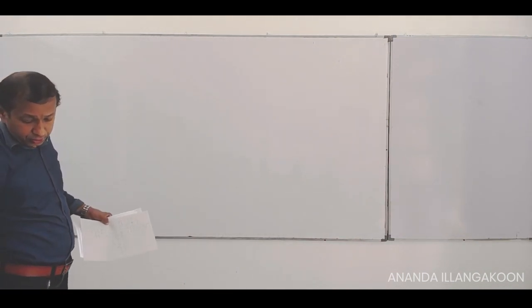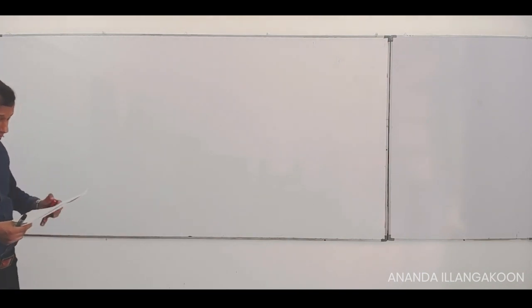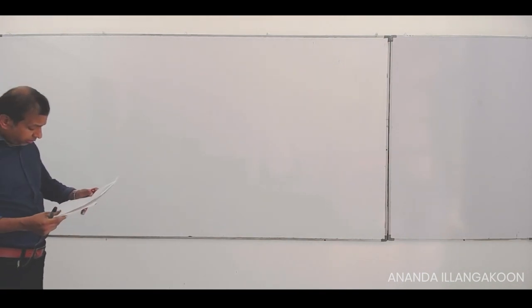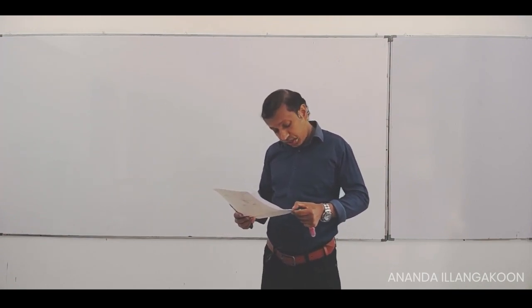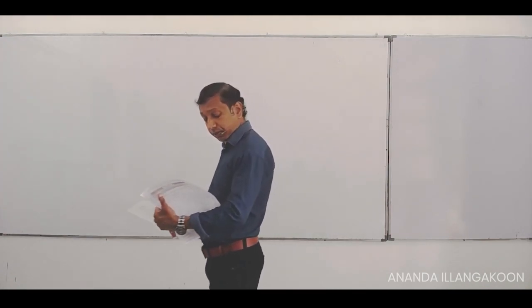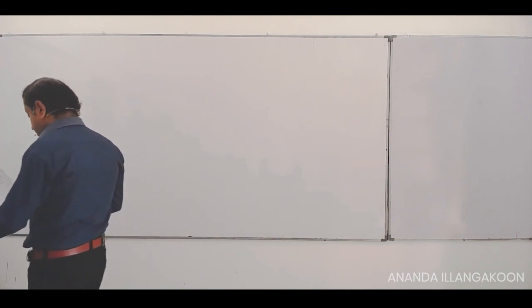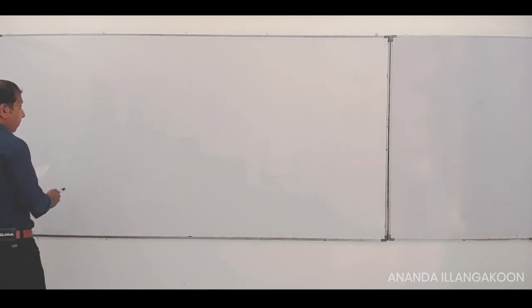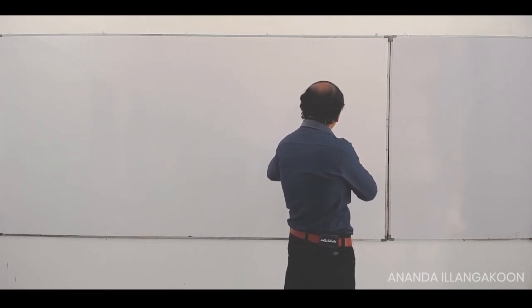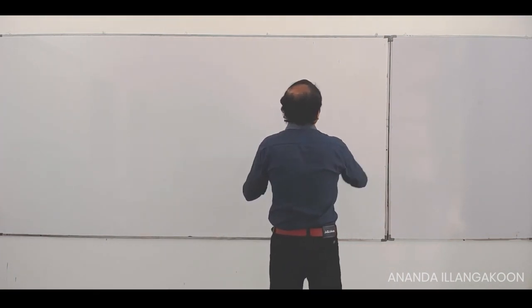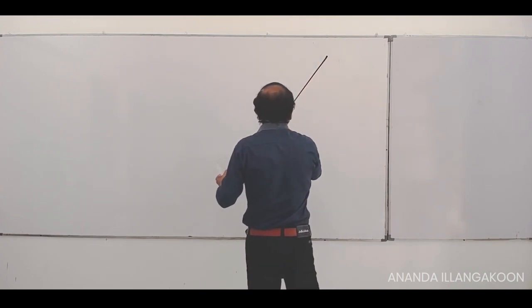Number 7 says: ABC is a triangle. The midpoints of the sides BC, CA and AB are D, E and F respectively. Show that these two answers. ABC a triangle, you see.